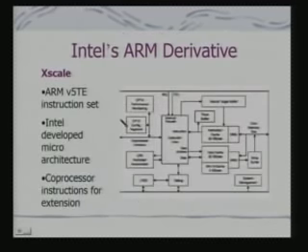And Intel has made one such enhancement which is called the XScale architecture, which is built around ARM5, okay, TE extension, and this architecture is different. Intel developed its own microarchitecture and coprocessor extensions.